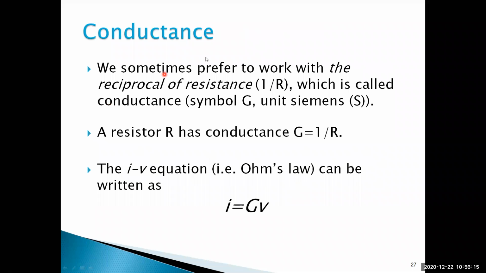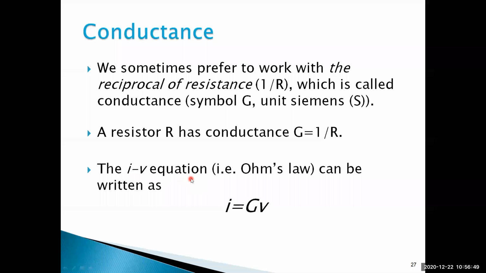It's clear. And then coming to the conductance concept, we sometimes prefer to work with the reciprocal of resistance, that is 1 by R. Conductance means 1 by R. G is equal to 1 by R. Conductance is denoted by G, with units Siemens, or mho, ohm inverse. For a resistor R, conductance G is equal to 1 by R.